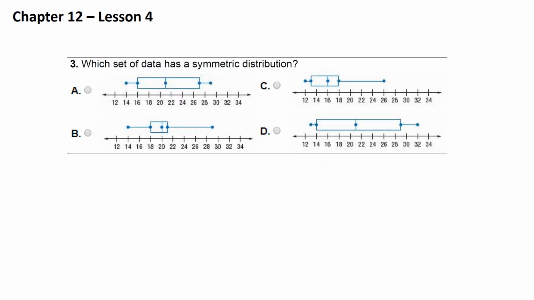Question number 3. Which set of data has a symmetric distribution? Well, graph A is symmetric because if I folded it in half, quartile 1 would match up with quartile 3, and the minimum and maximum would match up as well. The other graphs are skewed either positively or negatively.